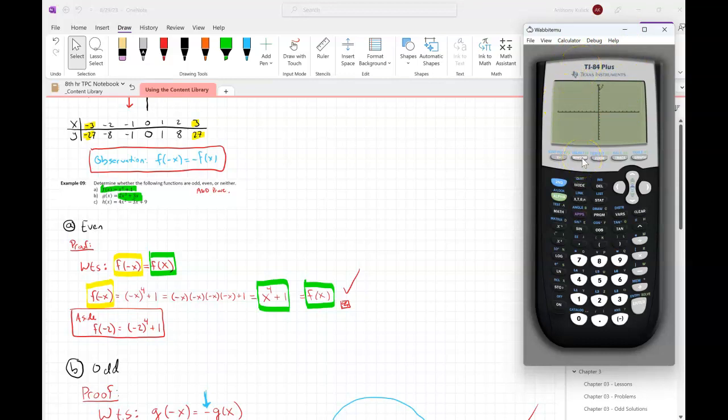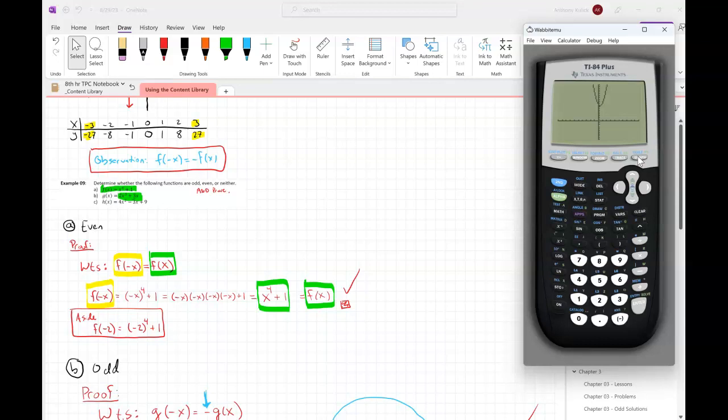So up and down is controlled by the Y's, and the up part of the up and down is the Y max. I'm just going to change that Y max to be a bigger number. Let's say 20. And I'll hit graph. There we go. That should be enough to tell what's going on.